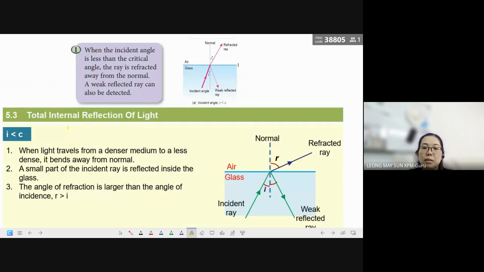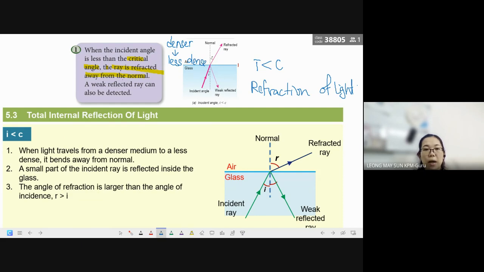Next, this is the first thing that happened just now that I showed you. When the incidence angle is less than the critical angle, which we'll discuss in a short while, the ray is refracted away from the normal line. Normal refraction will occur. When the incidence angle is less than the critical angle, this is a normal refraction of light. So the rays will refract away from the normal line because it's moving from a denser optical density to a less dense optical density.